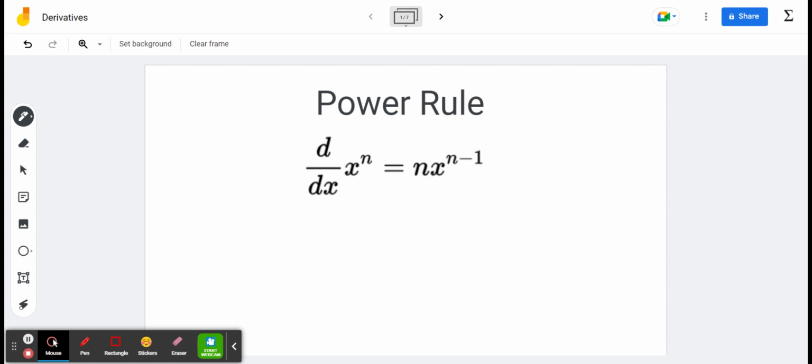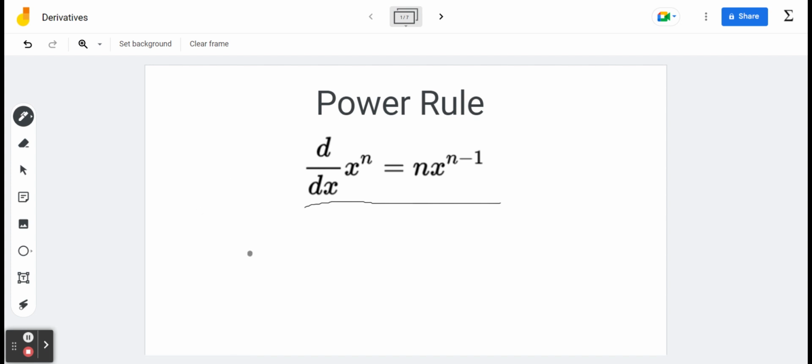The power rule is going to be used to take the derivative of polynomials. A polynomial term is going to be in the form of x to the n. So here's the formula for the power rule. The derivative of x to the n is equal to n times x to the n minus 1. So what does this mean? This formula looks kind of disgusting. So how can we make sense of this?